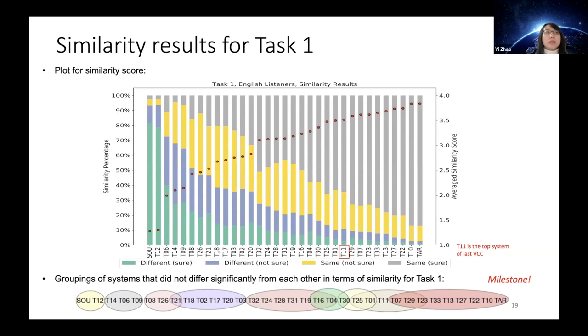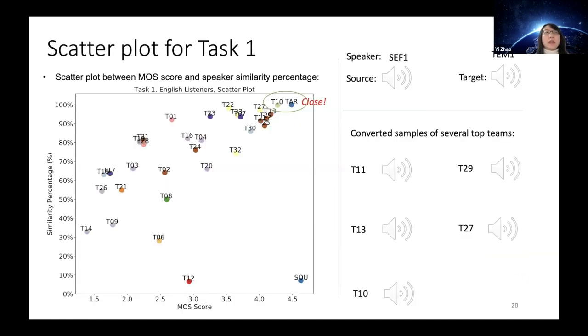Next page. This figure shows a scatter plot matching naturalness and percentage of similarity to the target speaker for task 1. Let's listen to some samples.